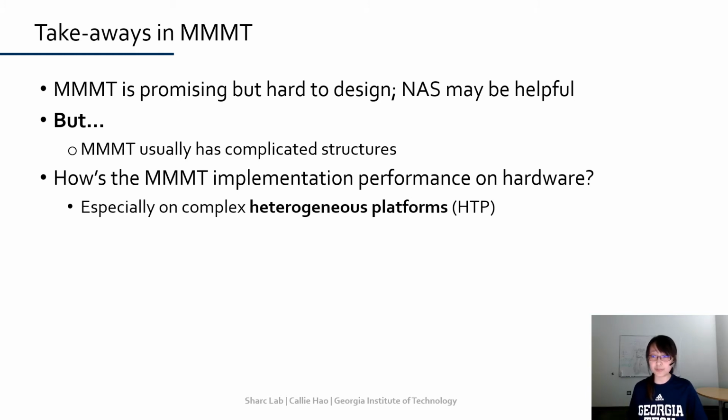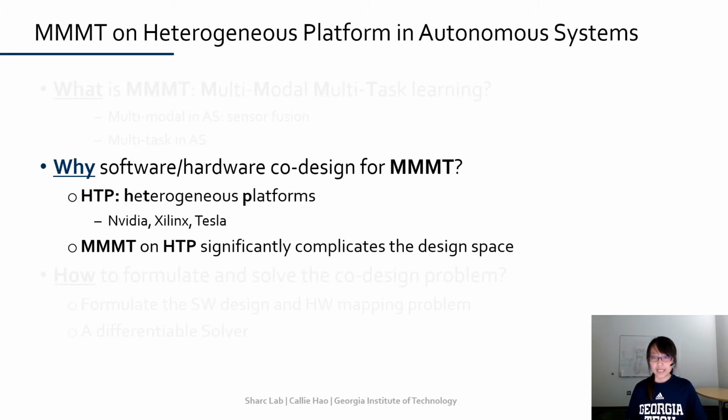For example, in autonomous driving, we really care about the end-to-end latency in order not to kill people. Especially when we are mapping these MMT models on complex heterogeneous platforms, which we call HTP for short, their performance is really hard to predict or to guarantee. So in the next few slides, we will discuss exactly why we need software-hardware co-design for MMT, especially when they are mapped to these heterogeneous platforms. And we will show you that MMT on heterogeneous platforms really significantly complicates the design space.